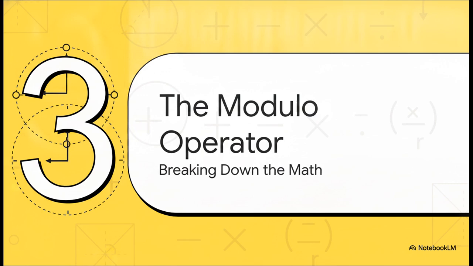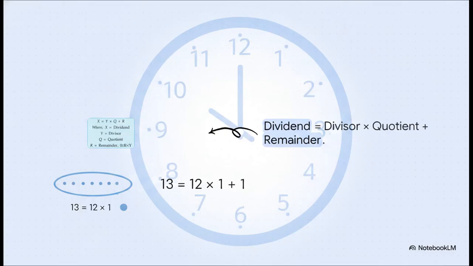Let's break down how we actually do this math. It all starts with something you probably learned way back in elementary school, the basic division theorem. It says the dividend, x, equals the divisor, y, times the quotient, q, plus a remainder, r. For example, if you divide 13 by 12, the divisor is 12, the quotient is 1, and you're left with a remainder of 1. Simple enough, right? 13 equals 12 times 1 plus 1.